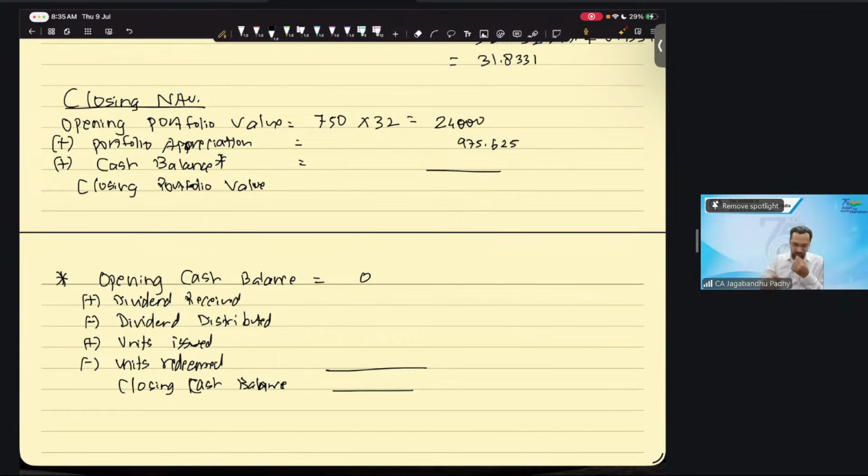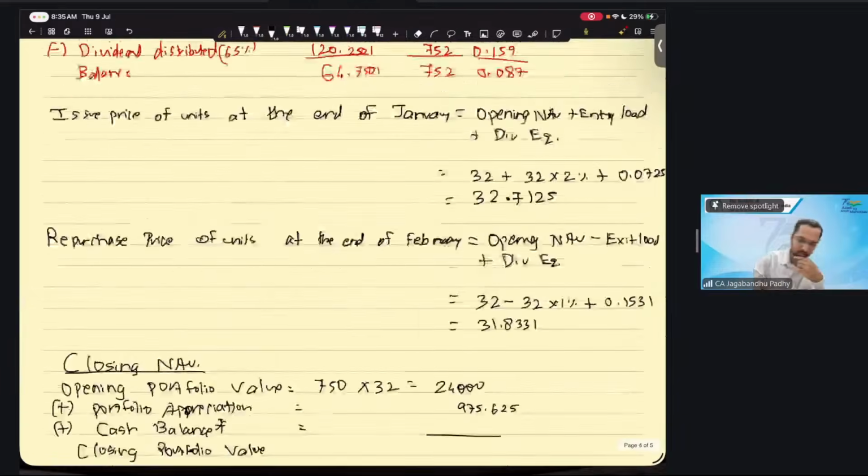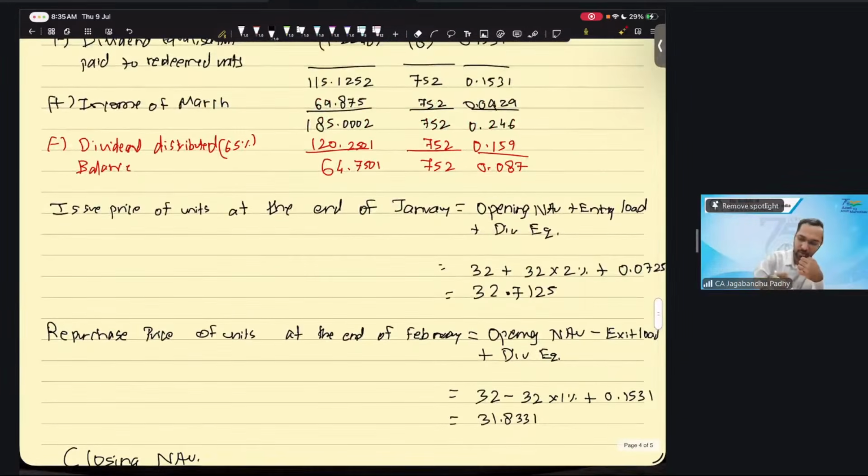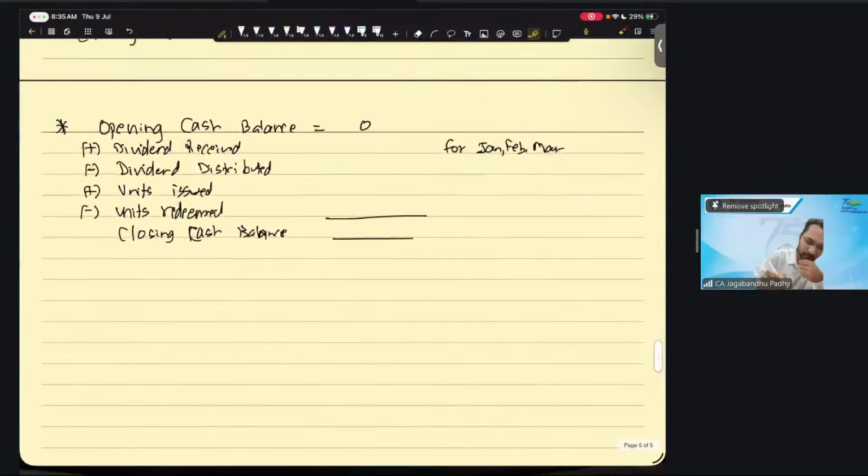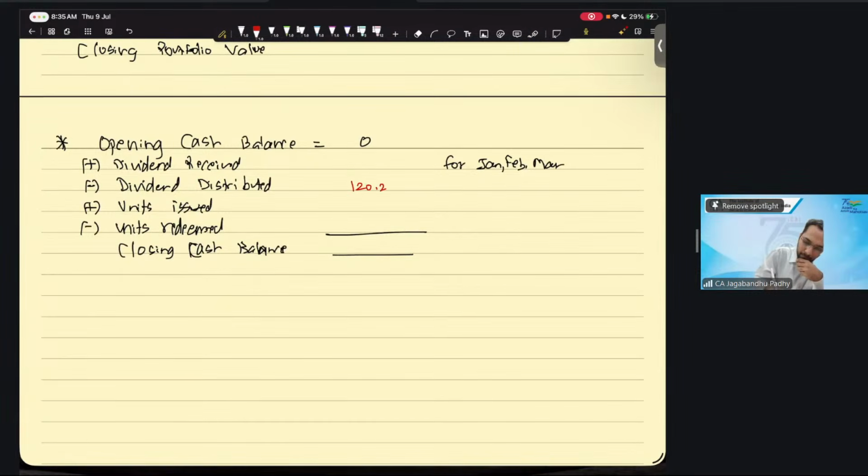Do you know the amount? I mean, this dividend received is for Jan, Feb, and March. Dividend distributed is already known to us, which is what, 120.2501. The units issued will be the issue price into number of units. Same way, units redeemed will be the redemption value into number of units.